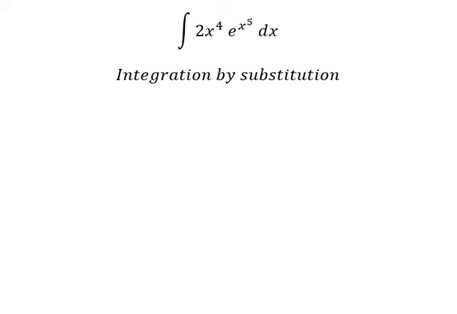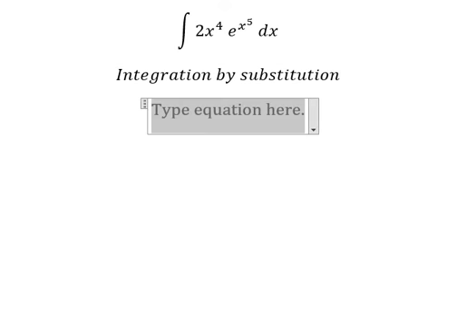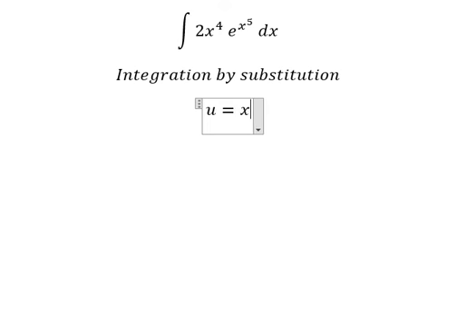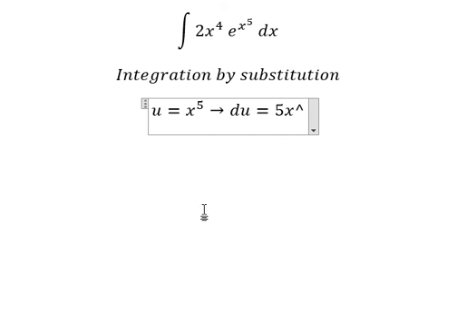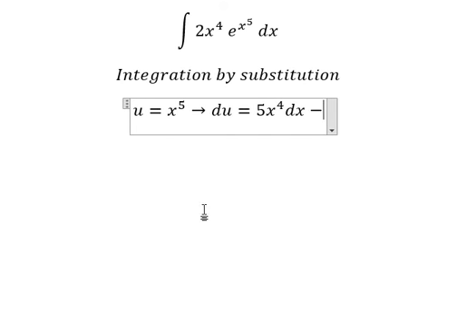So I will put u equals s to the power of 5. Later we take the first derivative of both sides, and we have 5s to the power of 4 ds. Because we don't have the number 5, we need to divide both sides by 5.